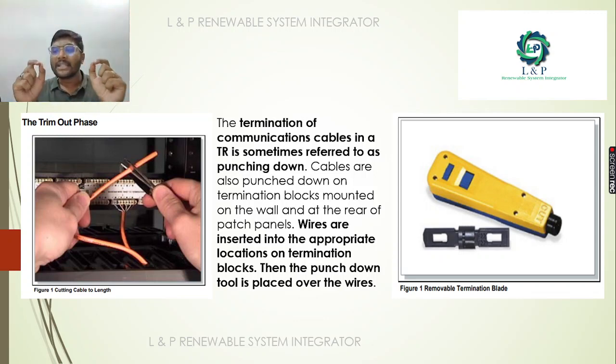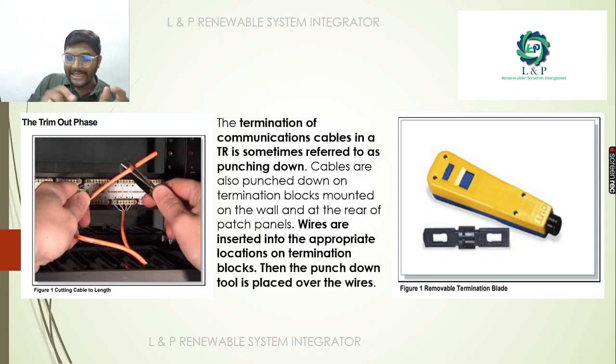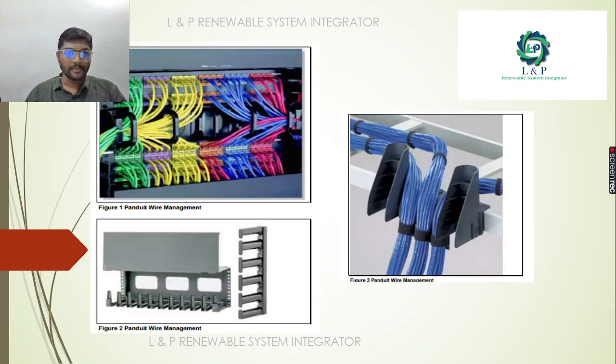Wires are normally inserted in the appropriate location on the terminal blocks, then punched down using the punching tools over the wires. If you are doing proper wire management, this is how you need to make a structured cabling. It should look very neat and wise.